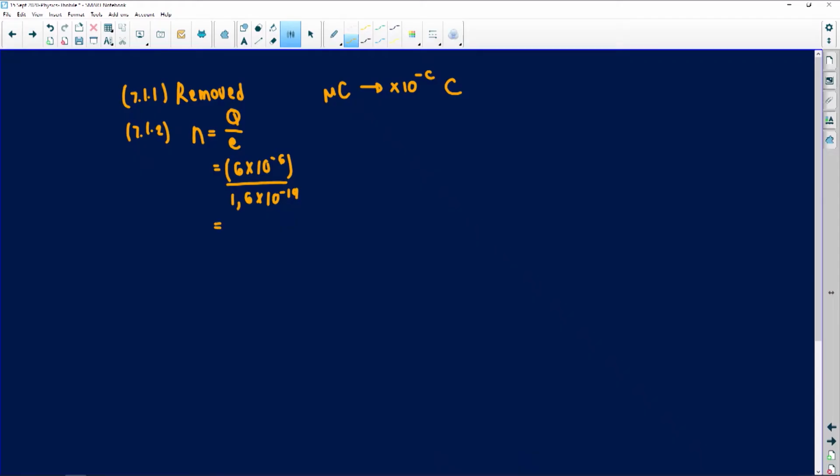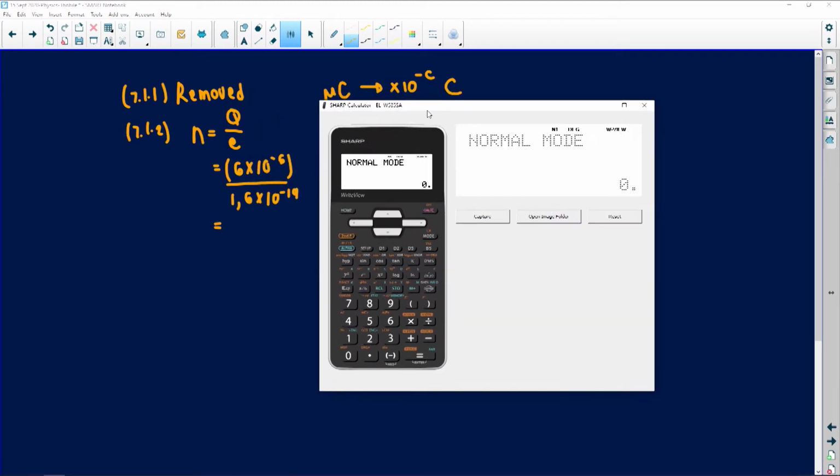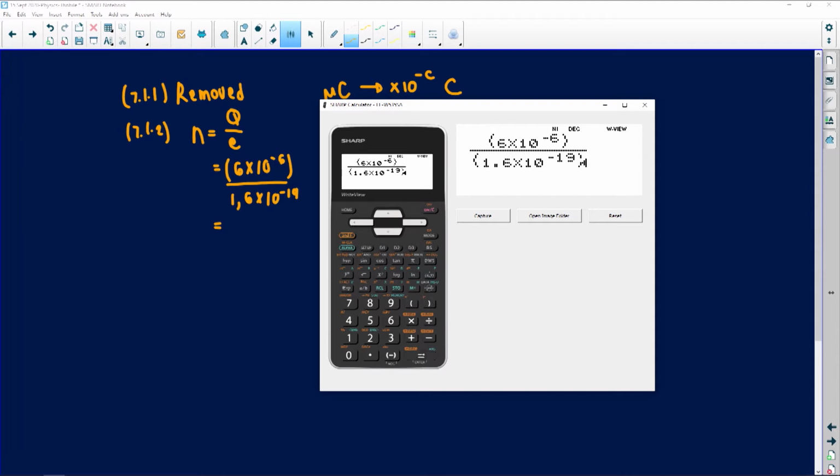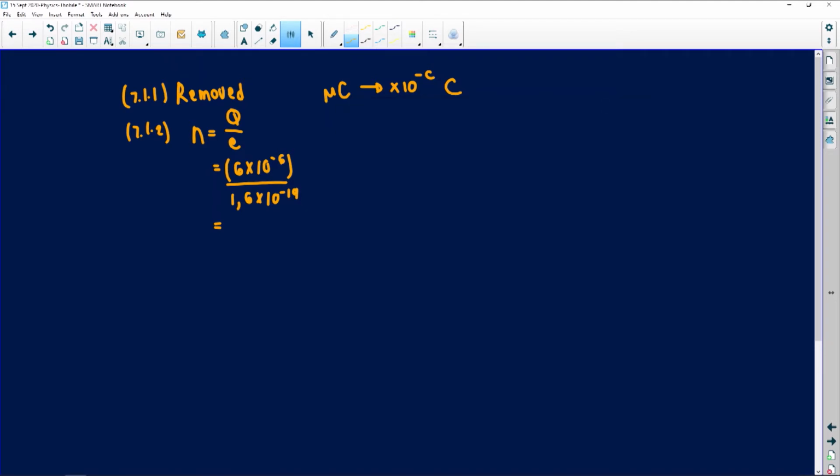So let's see the number of electrons that we're going to have. Now, it's just mathematics. We're going to put this in our calculator. As I always say to you guys, put everything in brackets. It makes it so much easier. 6 times 10 to the exponent negative 6, bring that down, and that is over 1.6 times 10 to the exponent negative 19. Bring that down. Let's see the number of electrons. So I've got 3.75, remember, always to 2 decimal places, times 10 to the 13.